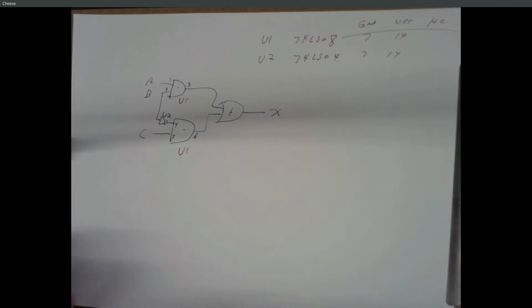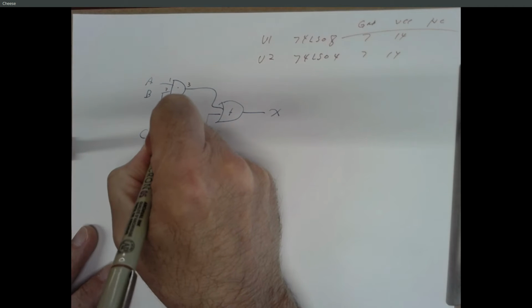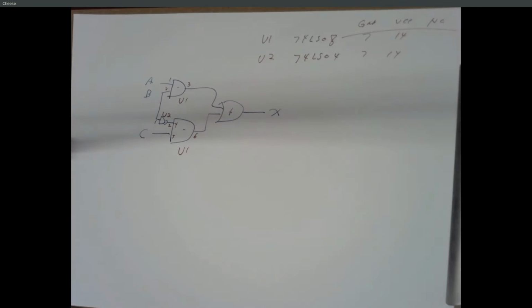And U2 is an inverter. Maybe I'll just go in 1, come out 2. And you do the same thing for your OR gate, right? And now you have what's called a wiring diagram.